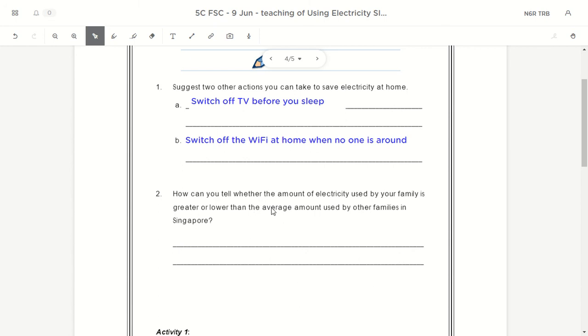Okay, so how do you tell whether the amount of electricity used by your family is above or below the average amount by other people? If you look at your power bill, which is something I will bring to school next week when you come back for lessons, you can actually check it. What you use is compared to the national average, and is represented by a bar graph. So by looking at power bills, you know how much you use as compared to others of your same size of household. Like let's say you're a 3 room flat, what do other people with a 3 room flat use, for example. Okay, so we can check our power bills. We'll look at this when we come back.